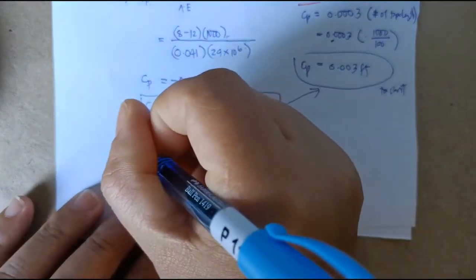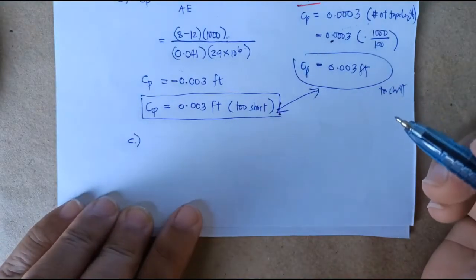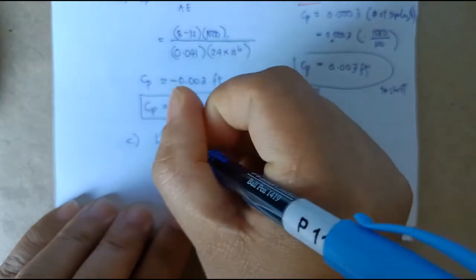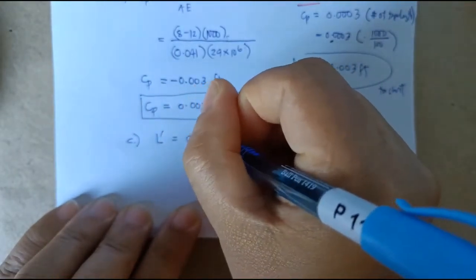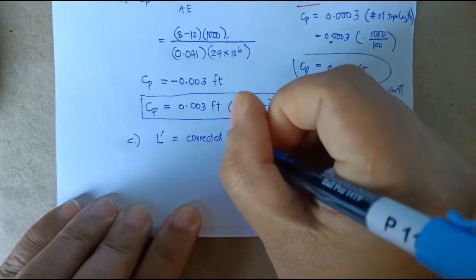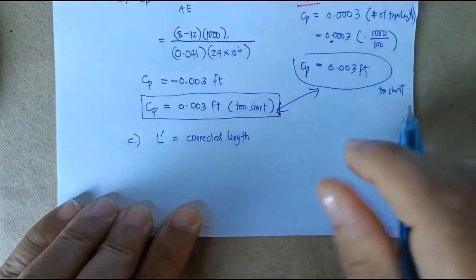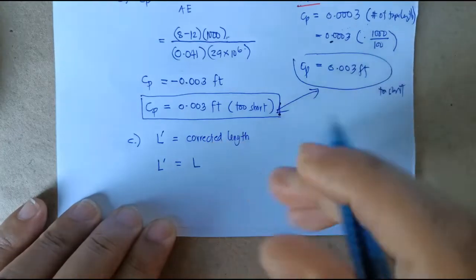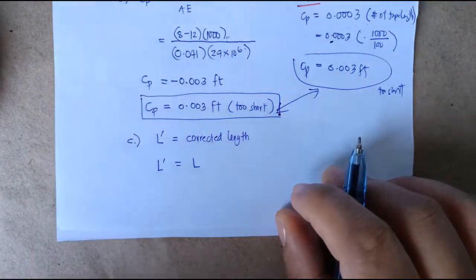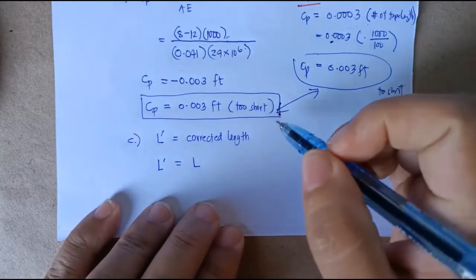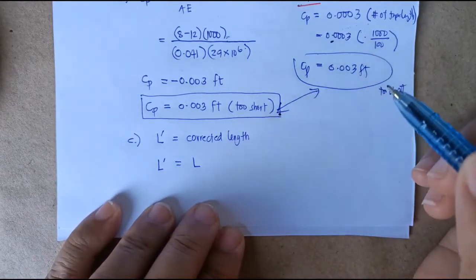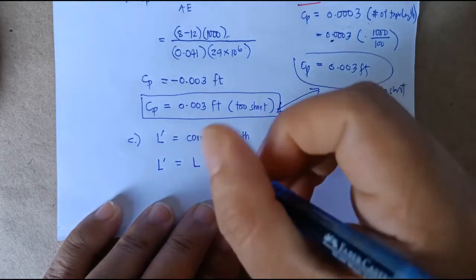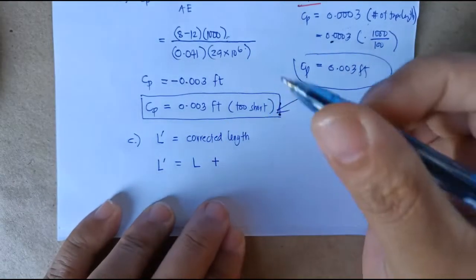Okay, so for C, we are asked to solve the corrected laid out distance. Take note, laid out. So we'll say L prime to be the corrected or the true length of line. So we have the formula, L prime is equal to L, and this is a laid out distance and it's too short. So meaning to say you have to add the correction.